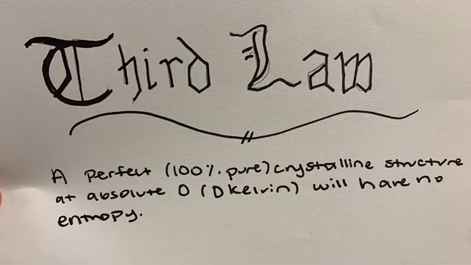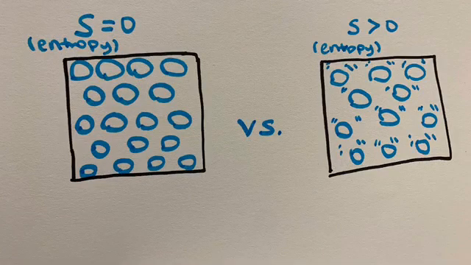And finally, the third law, which states that a perfect 100% pure crystalline structure at absolute zero or 0 Kelvin will have no entropy. This basically states that as the temperature approaches absolute zero, the entropy of a system approaches a constant minimum.